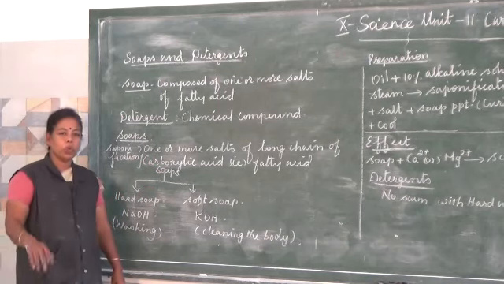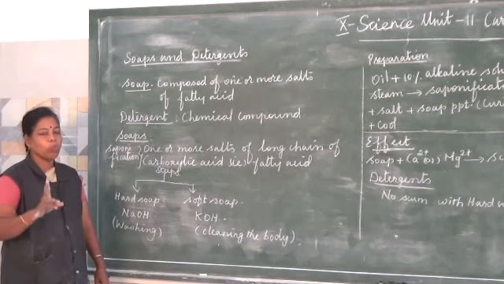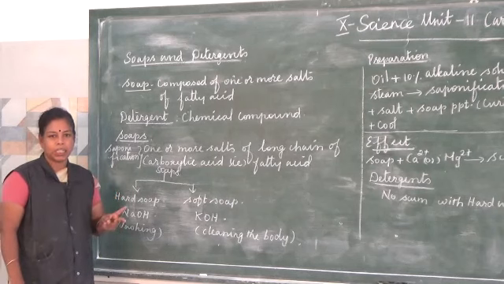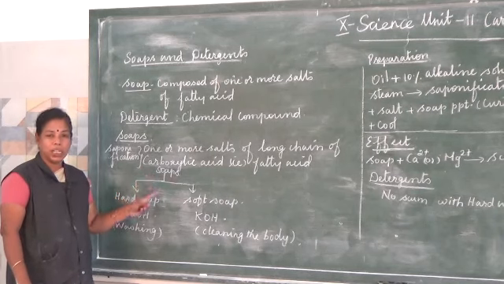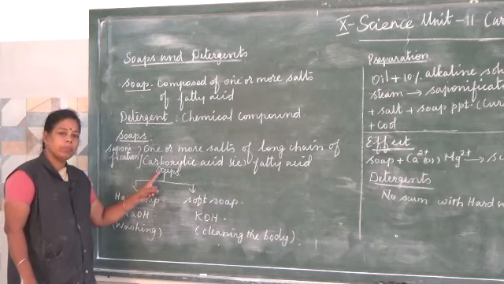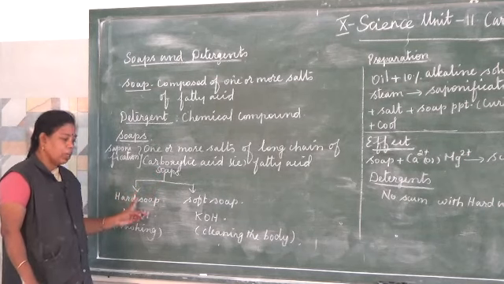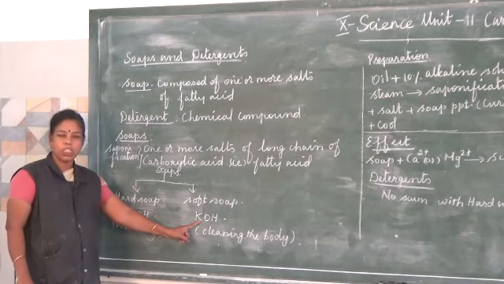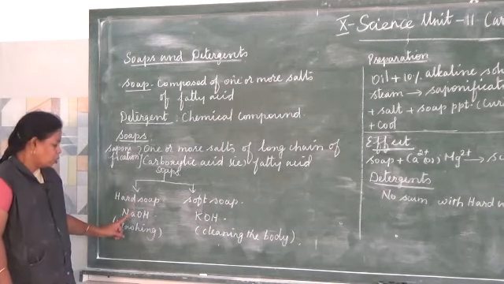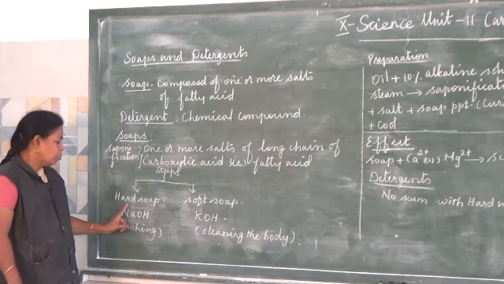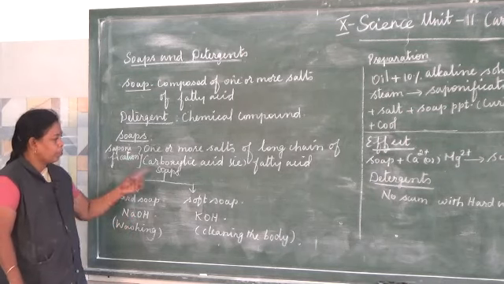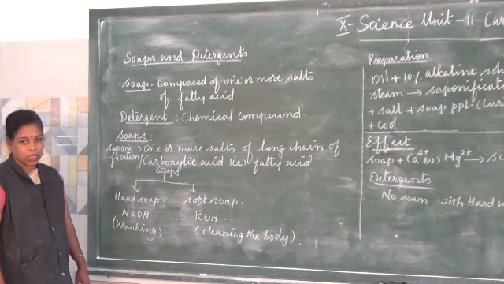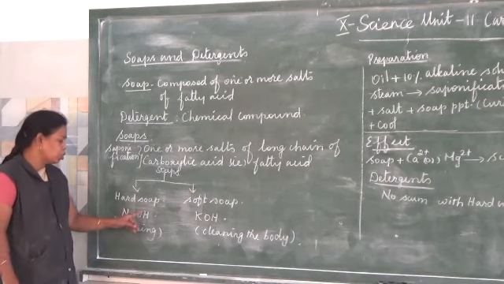And we can divide the soap. Soap contains two components: one is alkali and the second one is fatty acid. It is a combination of alkali and fatty acid. We use two kinds of alkali: one is sodium hydroxide and the other is potassium hydroxide. When sodium hydroxide is mixed with fatty acid, it forms a hard soap that is used for washing purposes. This is washing soap.